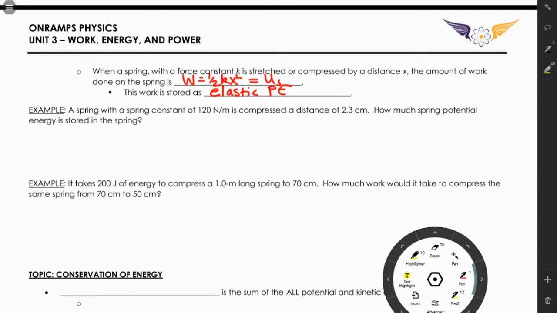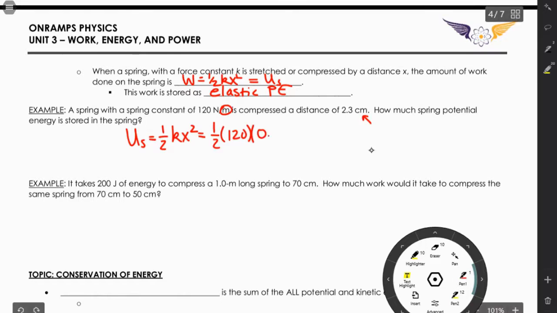This says that a spring with a spring constant of 120 newtons per meter is compressed a distance of 2.3 centimeters. How much potential energy is stored in the spring? So we're going to use our basic equation, 1/2 kx squared. So we're going to do 1/2 times 120. Now you do have to be careful because this is in centimeters and our K is in meters. So you need to make sure that these are in the same unit. So we're going to do 0.023 meters, and we're going to square that.